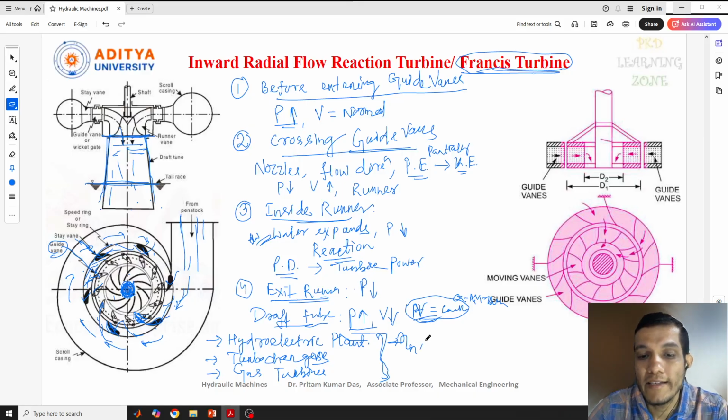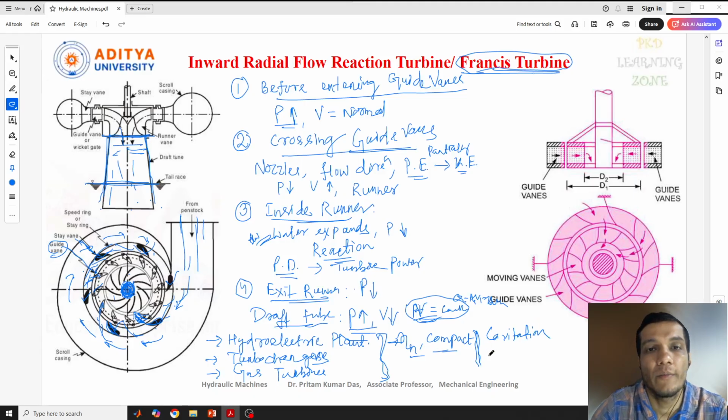And the design will be very compact. Okay, we can say a compact design and a robust design. These are some advantages I can say. And some disadvantages can also be taken in this. Like sometimes cavitation will be formed. Why will this cavitation be formed? Due to the pressure difference. Okay, so we need to avoid this.